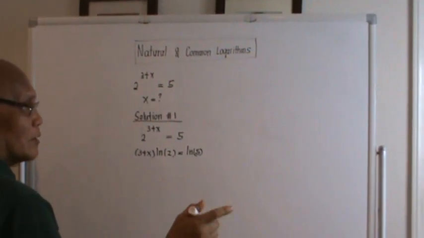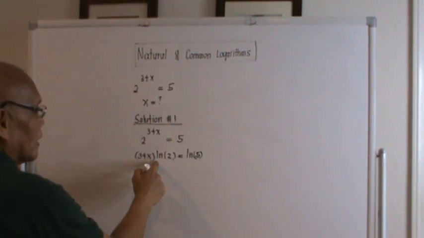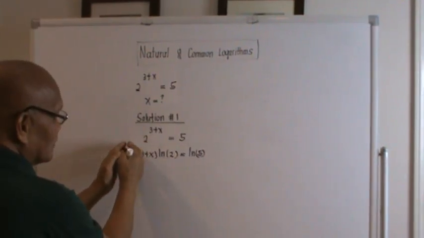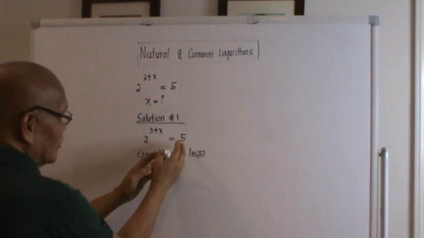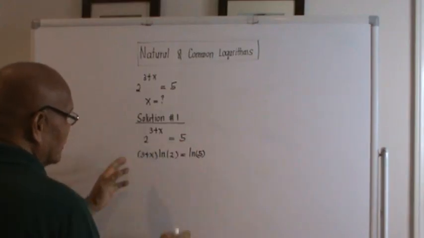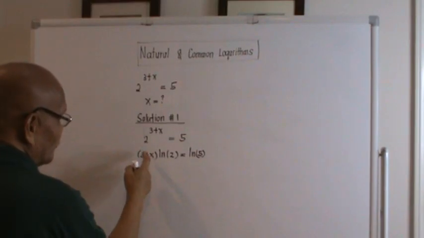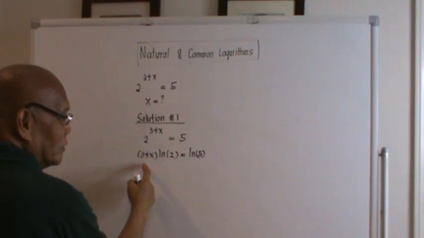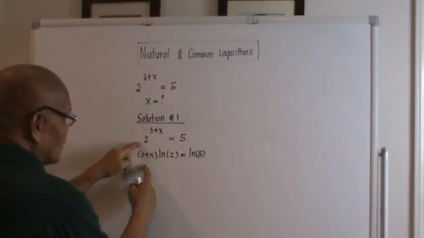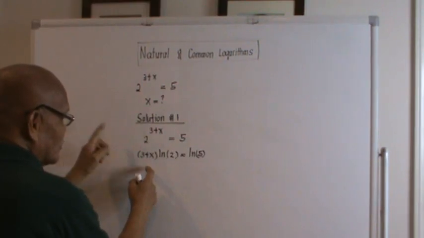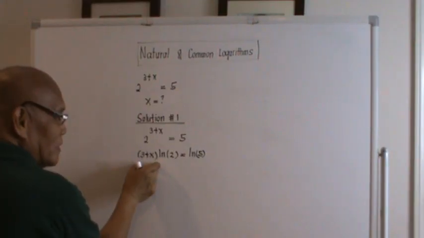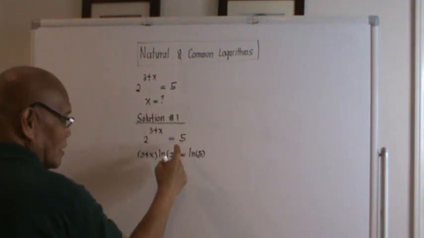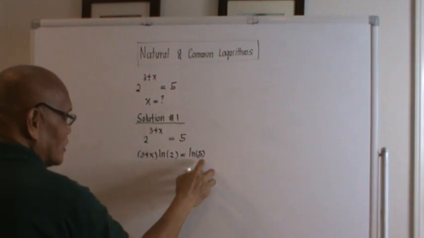Natural logarithm is designated by the letters ln. If we take the natural logarithm of the left-hand side, we should also take the natural logarithm of the right-hand side. To simplify, the exponent goes down times the natural logarithm of the base, and this should be equal to, for the right-hand side, simply the natural logarithm of 5.